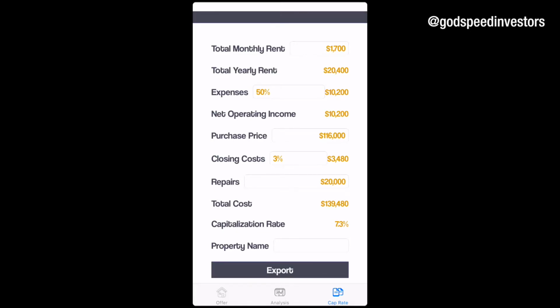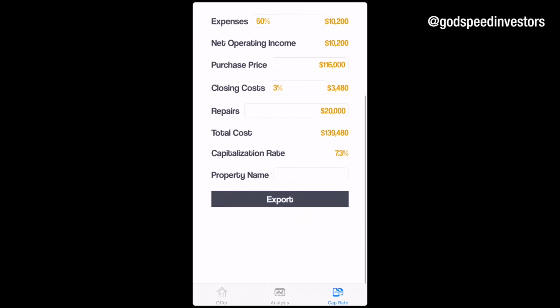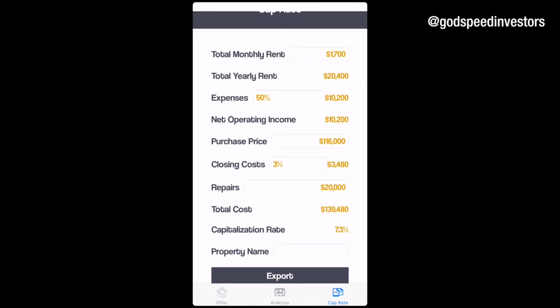Okay, so there's the repairs, there's your closing cost commission. And then it gives you, bingo, a cap rate. Okay, so this is a good rule of thumb to get you to what kind of cap rate you're looking at with this deal. So obviously this deal still is not a good rental property.